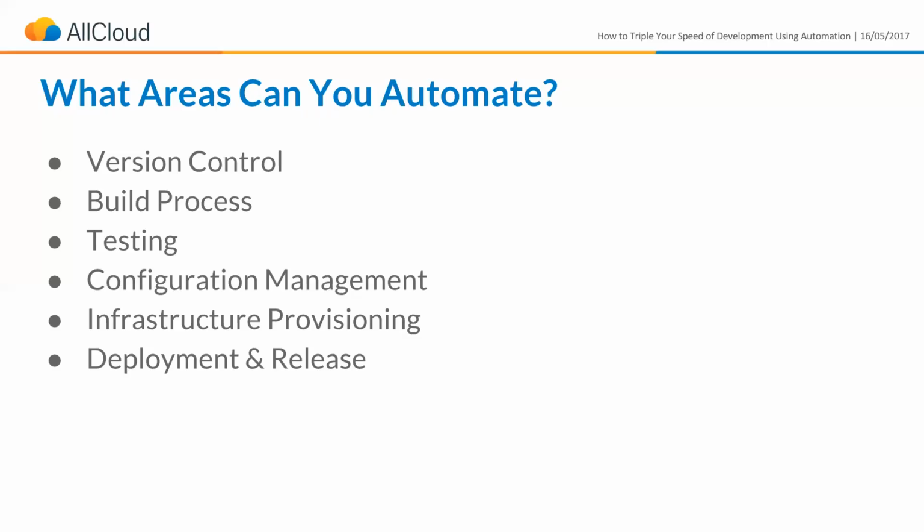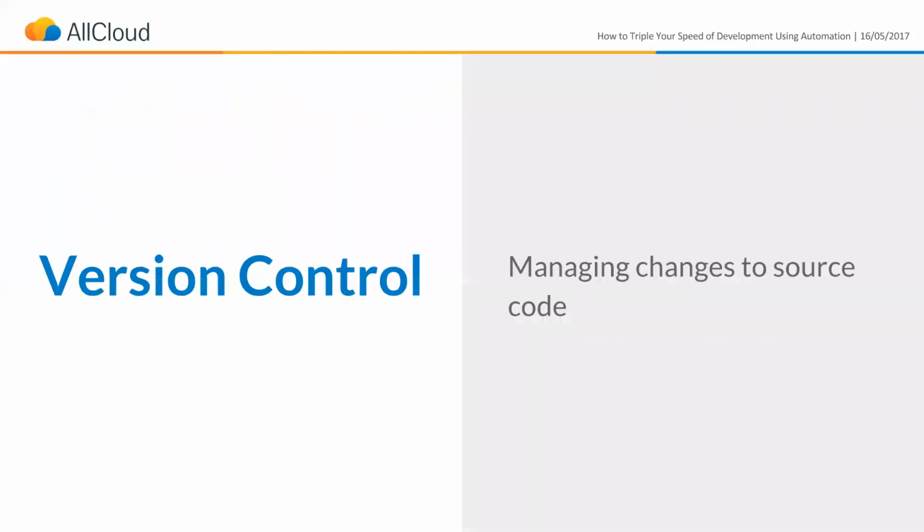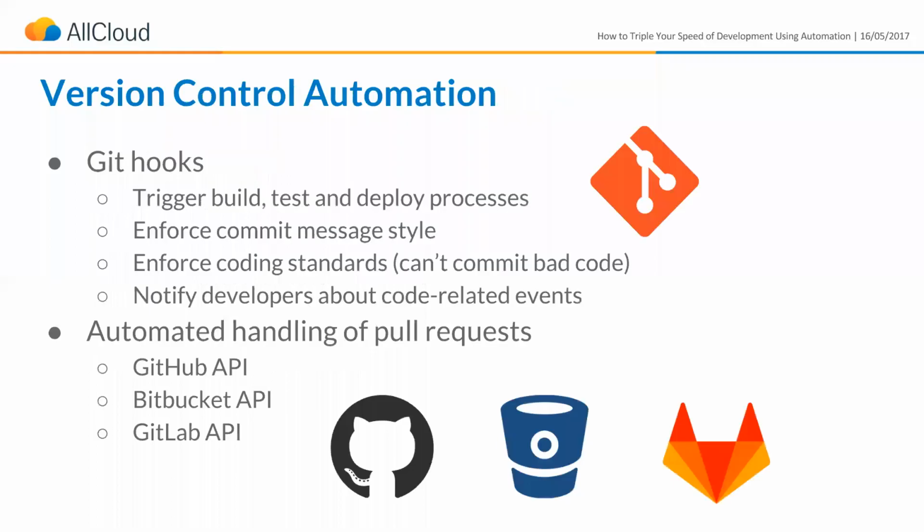So you can automate in every area, starting at version control and ending at the deployment and release if you're brave. Let's start with version control. Version control is managing changes to source code in a simple form. Now, how can you use automation in version control?